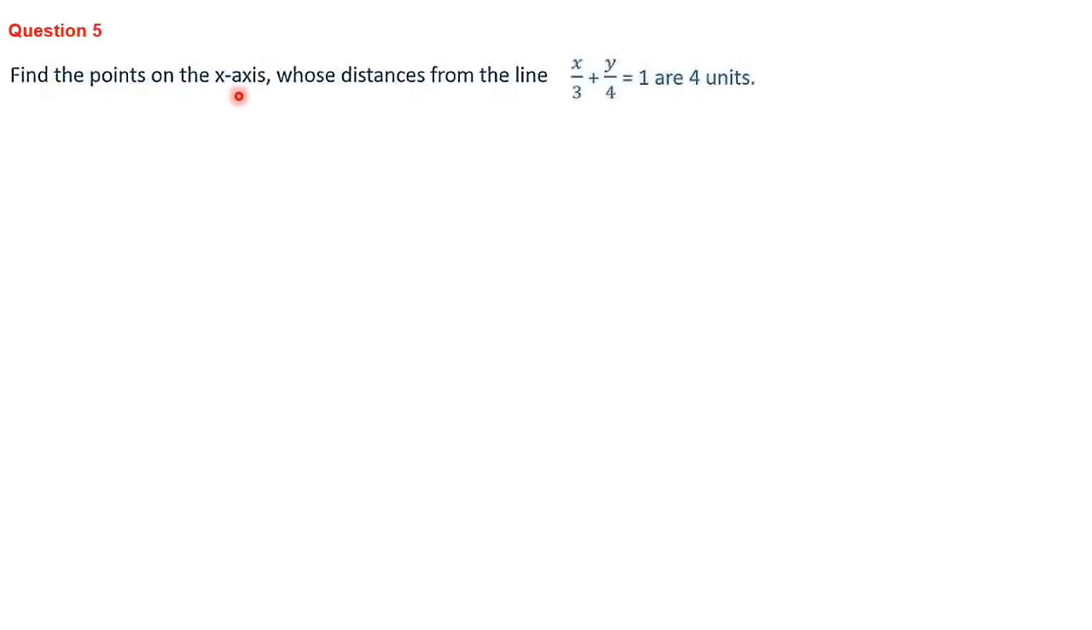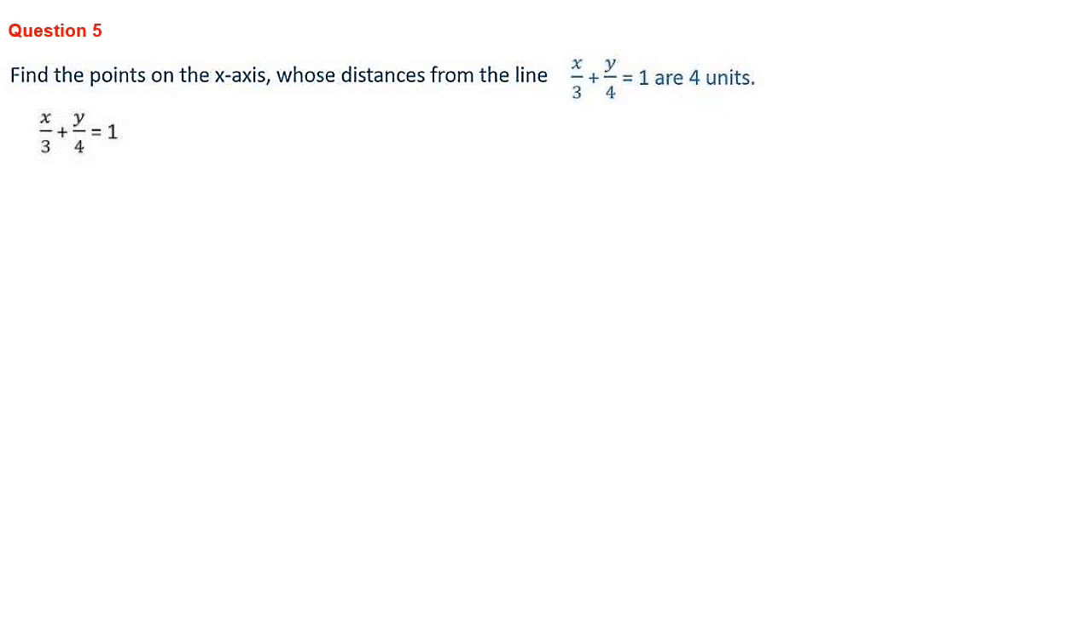Find the points on the x-axis whose distances from the line x by 3 plus y by 4 is equal to 1 are 4 units. Find the points on the x-axis. Points means more than one are there, okay? Whose distances from the line, this is the equation of the line, are 4 units. So we have to find some points on the x-axis. The distance between those particular points and this line is 4 units. That is the condition. So here x by 3 plus y by 4 is equal to 1. Distance is given to us as 4 units.